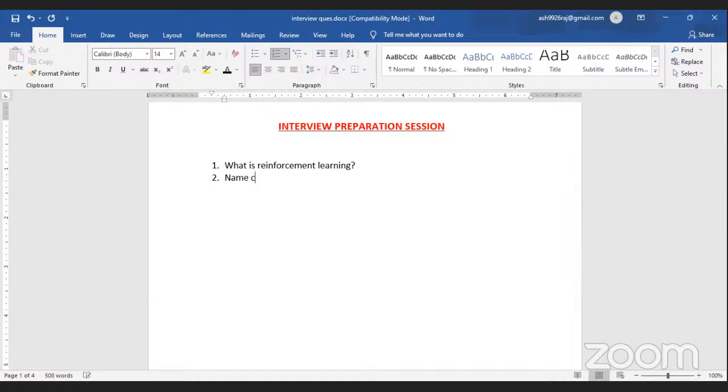Name commonly used algorithms in machine learning in data science. Please write your answers below.